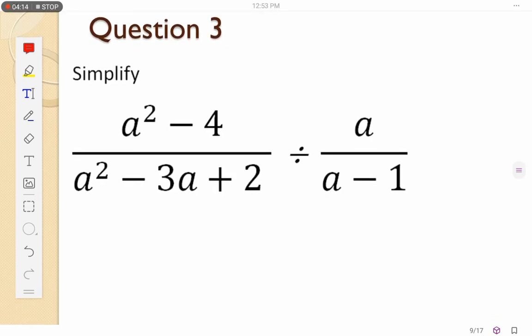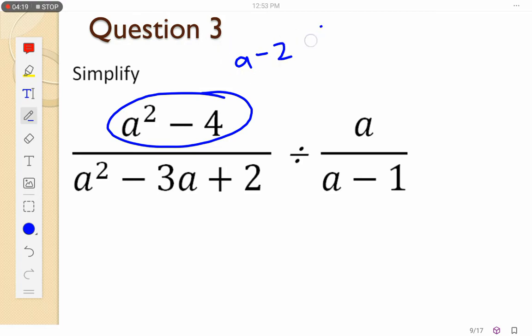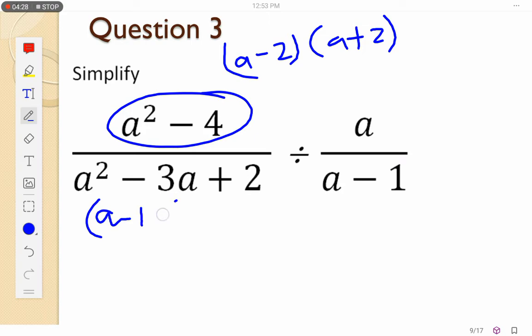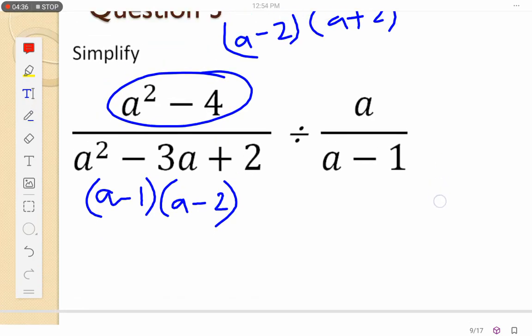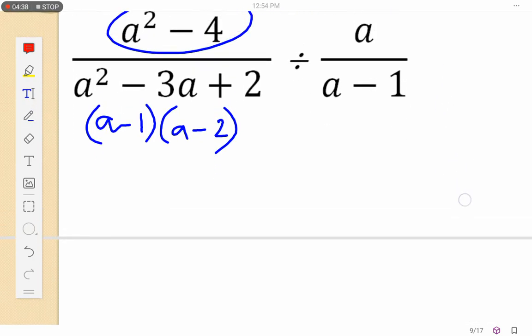Okay, so here again, this is a perfect square. I can say a minus 2, a plus 2, this one. And then here it's pretty much the same that we had. The factors are a minus 1 and a minus 2. Okay, let's rewrite our question in terms of those factors that we have.